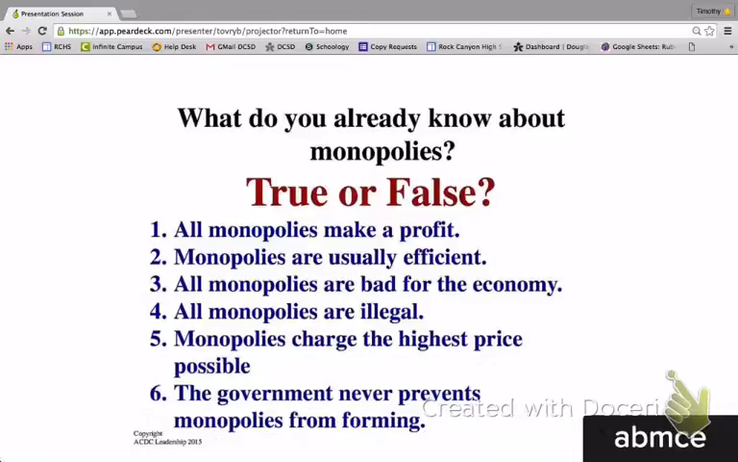Now, what do you already know about monopolies? See if you think each of these statements is true or false. Do all monopolies make a profit? Are all monopolies usually efficient? Are all monopolies bad for the economy? Are all monopolies illegal? Do all monopolies charge the highest price possible? Does the government never prevent monopolies from forming?